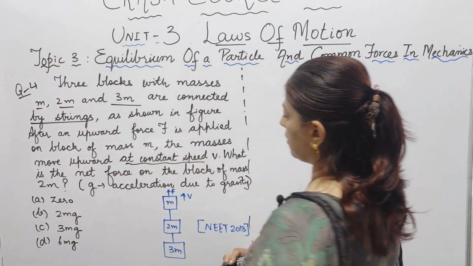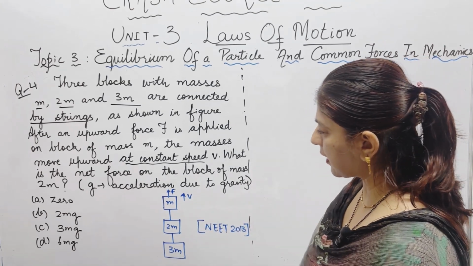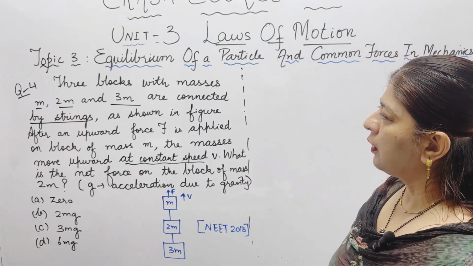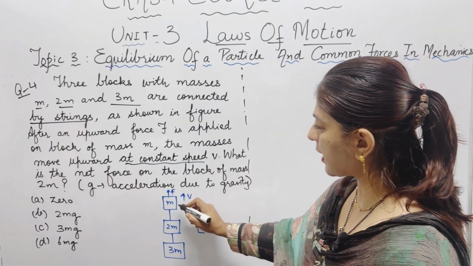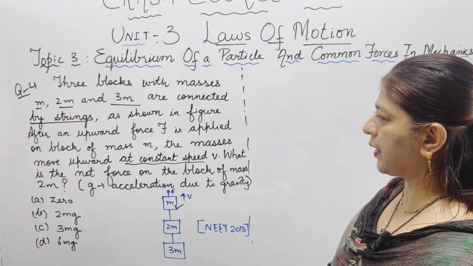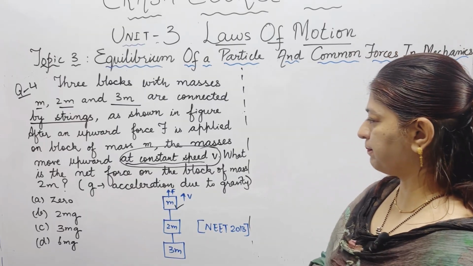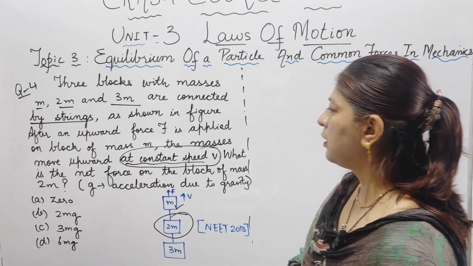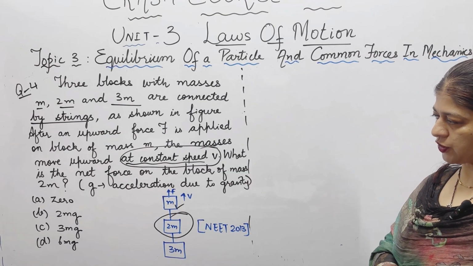So just look at the statement again. There are three masses, they are connected together and they have masses m, 2m and 3m. An upward force F is applied on the block of mass m, at constant speed v. We have to find out the net force on the block 2m. So this is quite a concept based simple question.